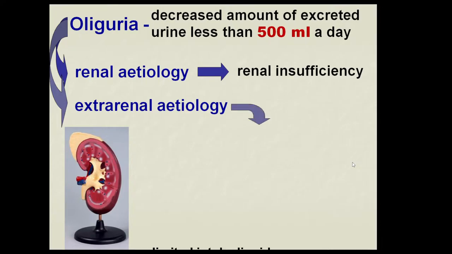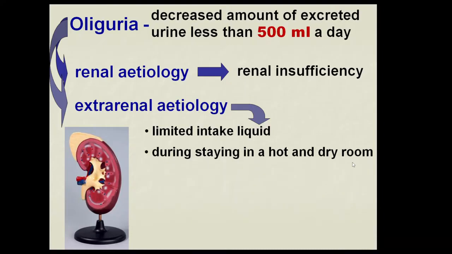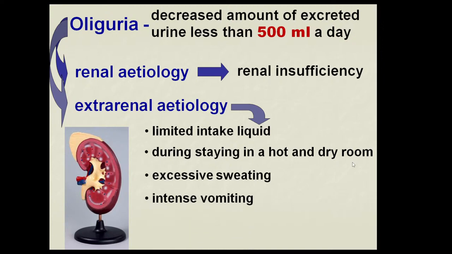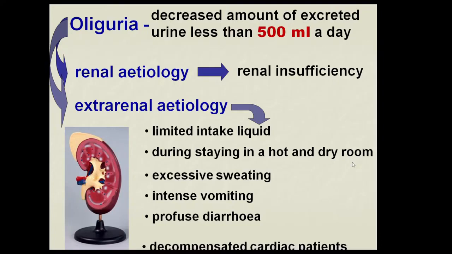Extrarenal etiology is characteristic for people with limited intake of liquid, when the liquid is removed another way, with severe sweating, with vomiting or diarrhea, or it may be characteristic for the final stage of heart failure, a decompensated cardiac patient, when the peripheral circulation is so significantly disturbed that filtration of urine progressively decreases.